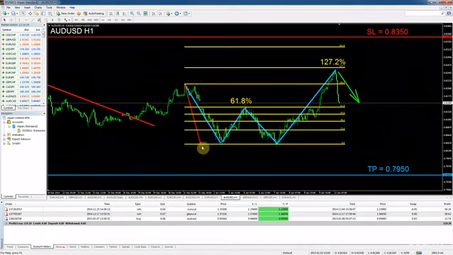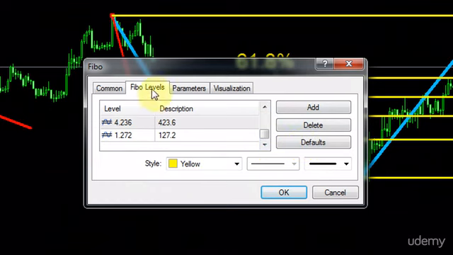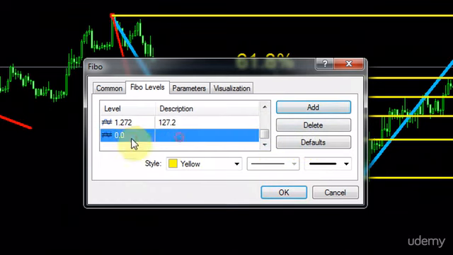By the way, before we move on, I just wanted to show you that in your Fibonacci properties, if you ever want to add a level, like for example 127.2 is not a default level, you just click the Fibo levels tab and you click add, and you can just add any level over here. So that's pretty simple.